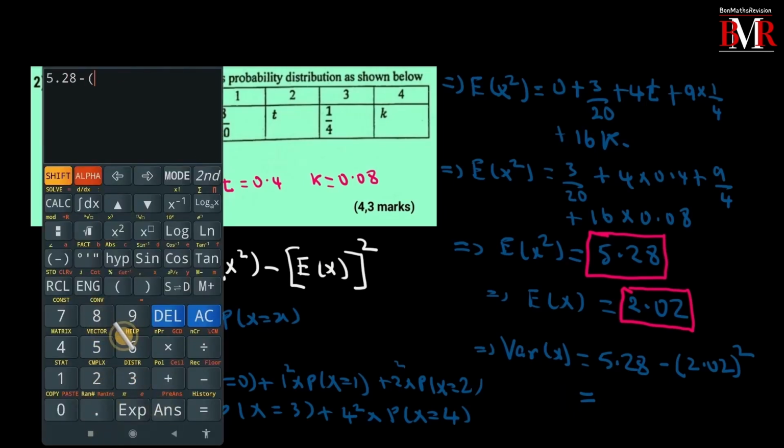So 5.28 minus (2.02) squared will give me the variance as 1.1996.